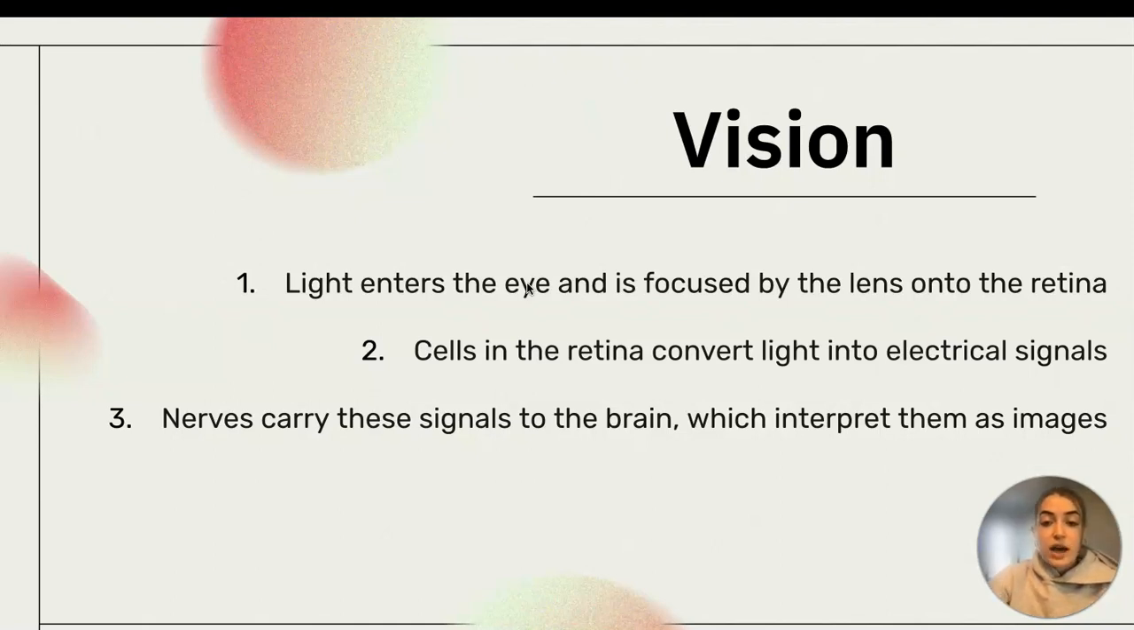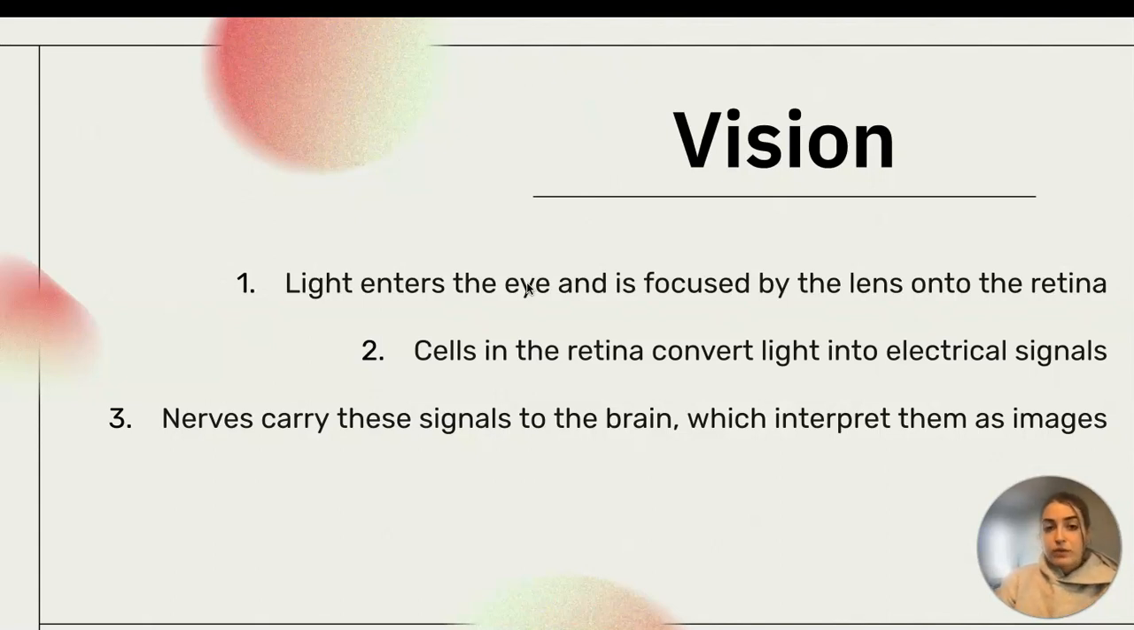So vision. First, light enters the eye and is focused by the lens onto the retina. Cells in the retina convert light into electrical signals, that phototransduction we were mentioning before. Nerves carry these signals to the brain, which interprets them as images. Again, when light reaches the back of the eye, it enters the cellular layers of the retina. The cells of the retina then detect and respond to light. These are known as photoreceptors, and they are located at the very back of the eye, or the retina.